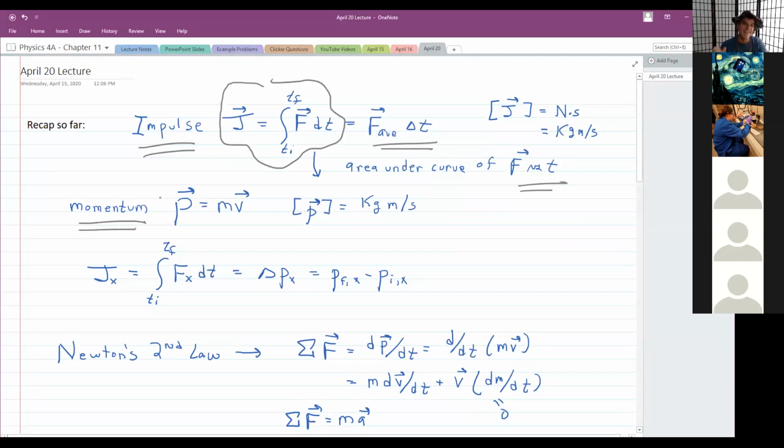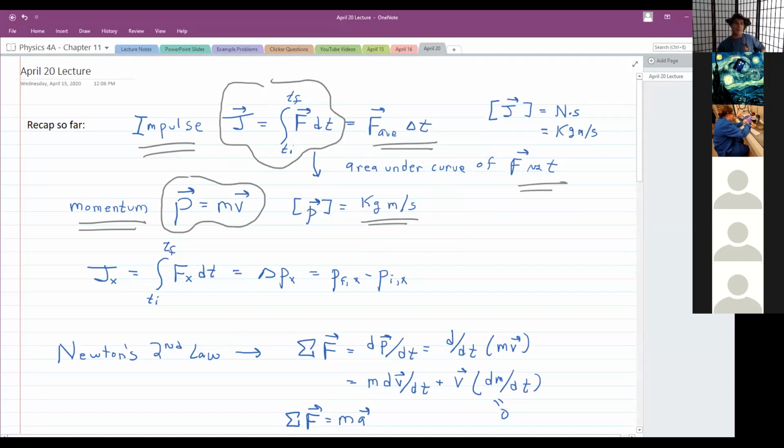Momentum is a quantity that is a vector, and it's defined as the mass of an object in kilograms times the velocity in meters per second. Momentum is a vector, and it has the exact same direction as the velocity of the object. The units of momentum, kilogram meters per second, no special name for it.